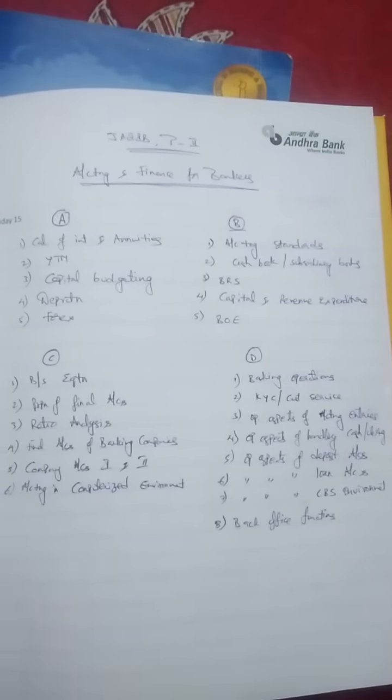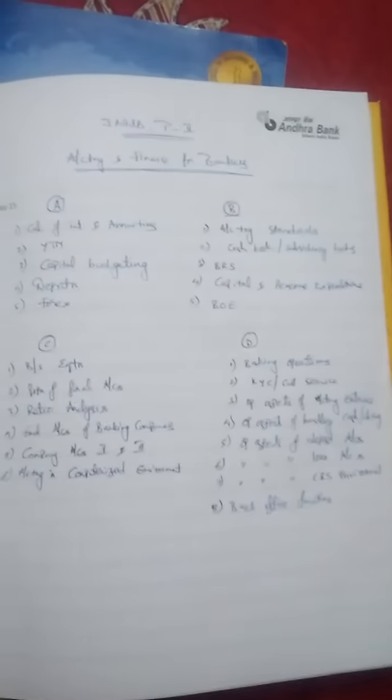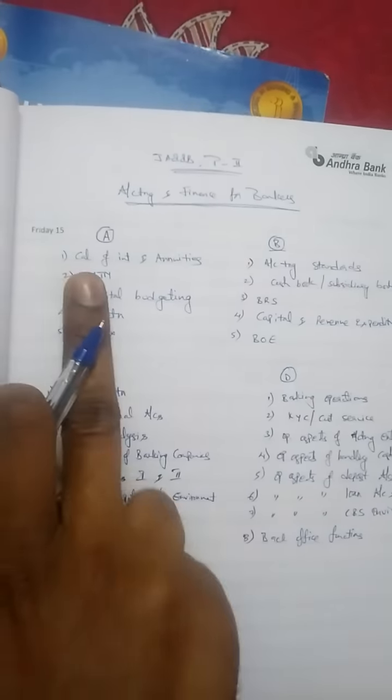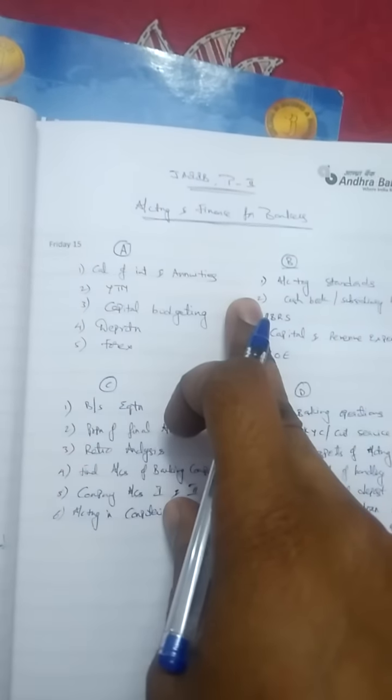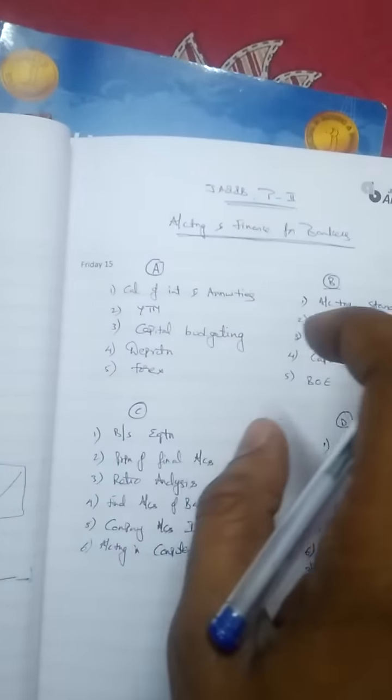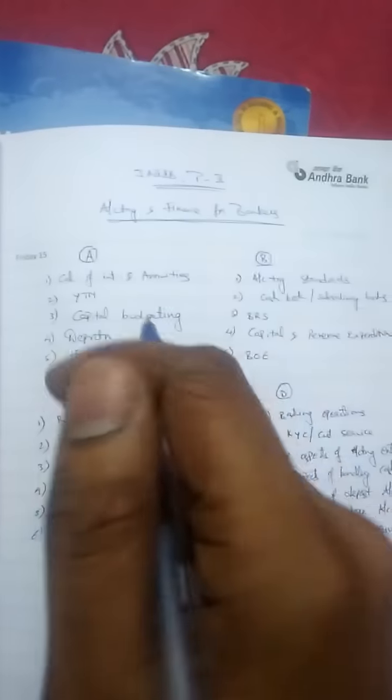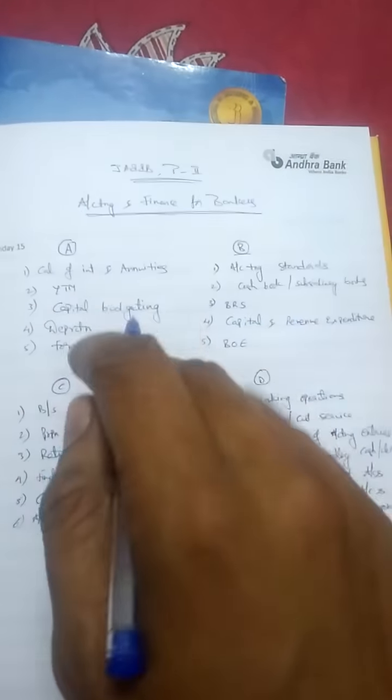So basically, the JAIIB syllabus of accounting, that is paper 2, is divided into four parts, that is module A, B, C and D. Module A is basics of business mathematics, that is calculation of interest, yield to maturity, depreciation, and basics of foreign exchange arithmetic.